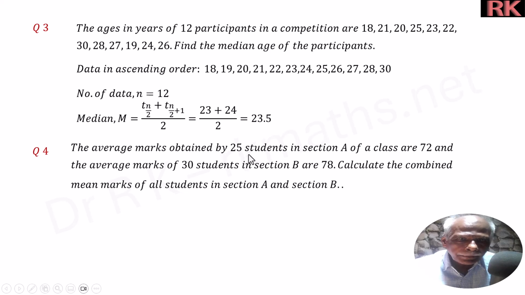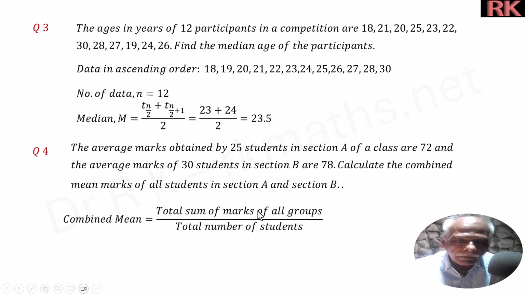The average marks obtained by 25 students in section A of class are 72 and the average marks of 30 students in section B are 78. Calculate the combined mean marks of all students in section A and section B put together. Here it is a combined mean. So combined mean is total sum of the marks of all groups, that is 25 into 72 for section A and 30 into 78 for section B.